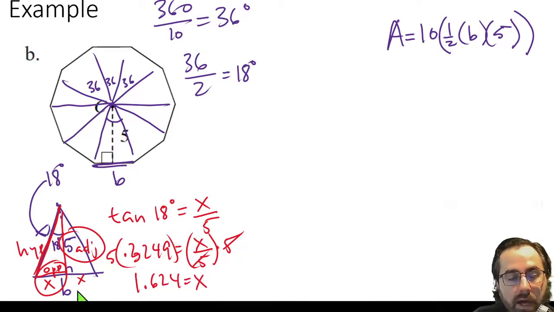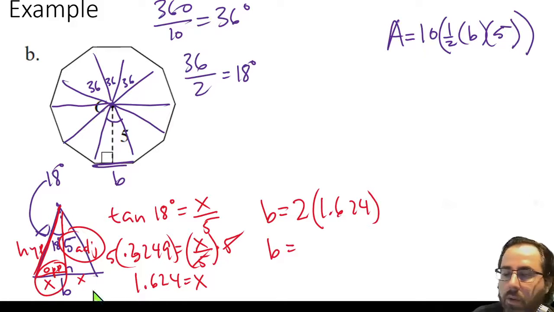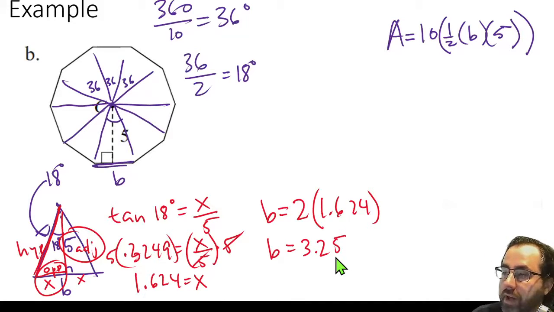Now, how much is the base? Well, the base is just 2 times x. So it's 2 times 1.624. Really, all we're doing is just doubling x to find the whole base. So 2 times 1.624 is 3.25.